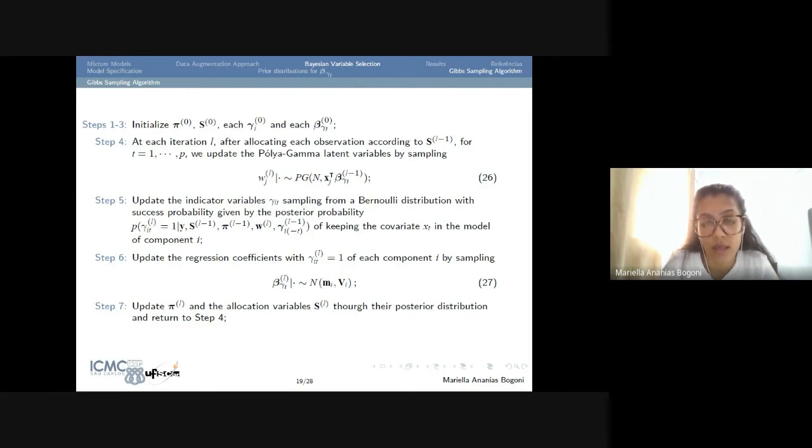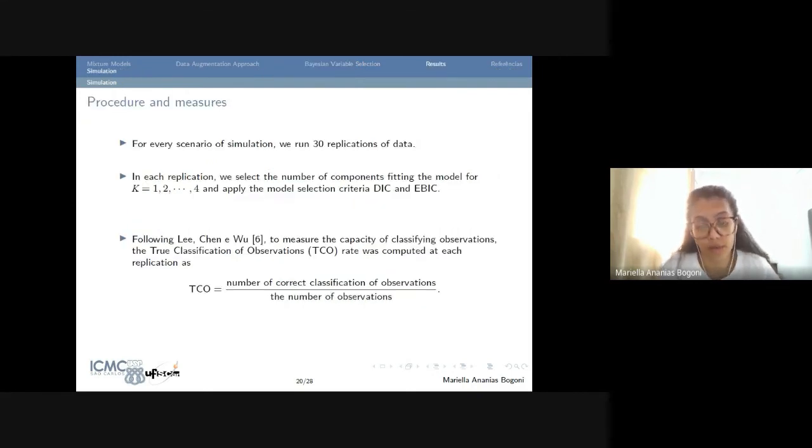Okay. So now we are going to talk about some results obtained from the simulation study. For each scenario of the simulation, we consider 30 replications of the data. And in each replication, we estimated the number of components through the Bayesian criteria DIC and ABIC, fitting the model considering the number of components equal to 1, 2, 3, and 4, and applying these criteria.